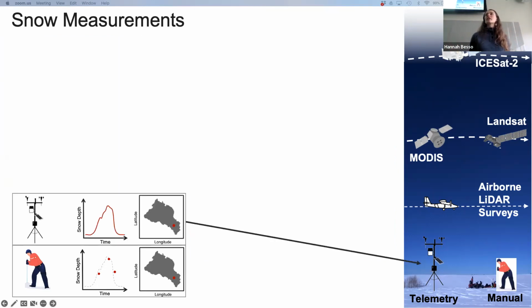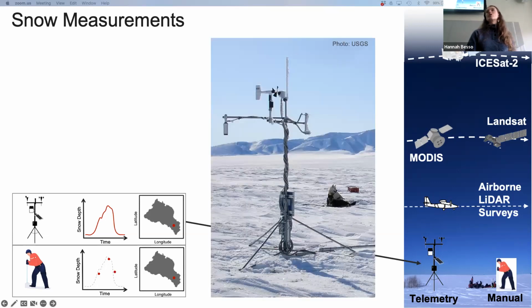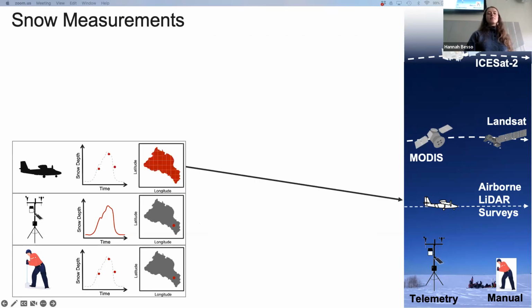We also have weather stations that use telemetry to transmit information about the weather and the snowpack in real time. And these measurements are also single point locations, but they collect data throughout an entire season, so continuously in time. This is one example of what a station might look like that is measuring snow depth throughout a season. Airborne LiDAR can also collect information about snow.